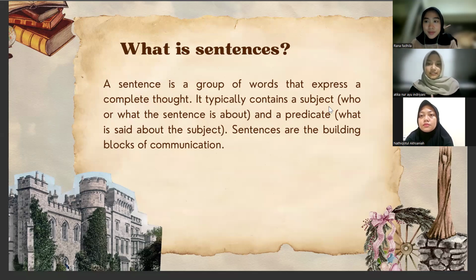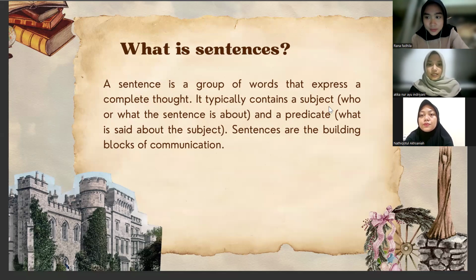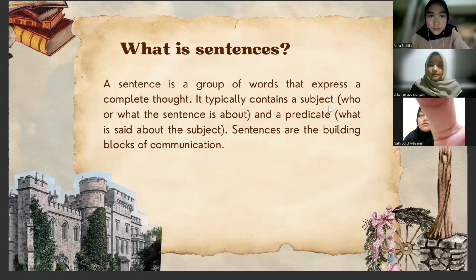What is a sentence? A sentence is a group of words that express a complete thought. It typically contains a subject, who or what the sentence is about, and a predicate, what is said about the subject. Sentences are the building blocks of communication. It's the basic structure that we use to communicate ideas, express emotion, and ask questions. Next.